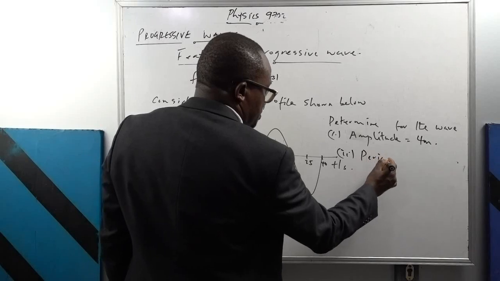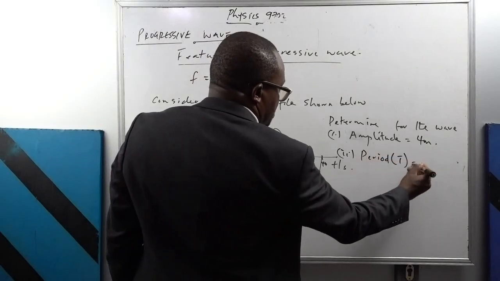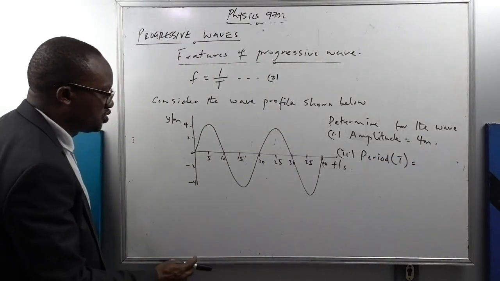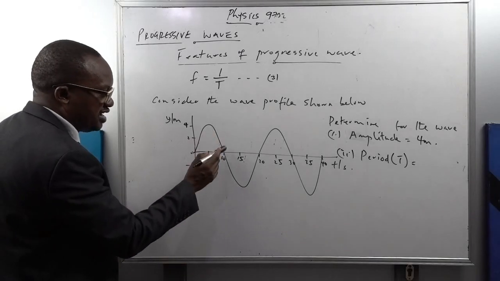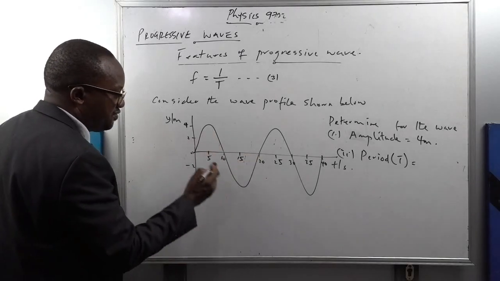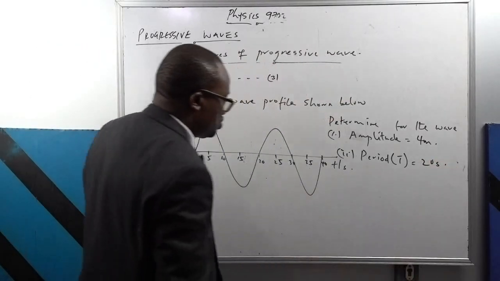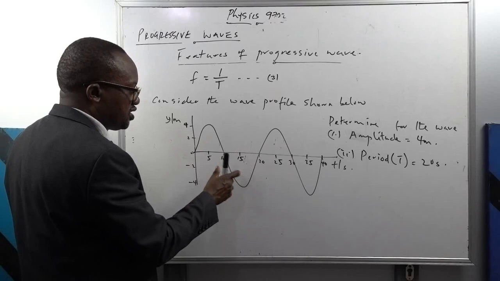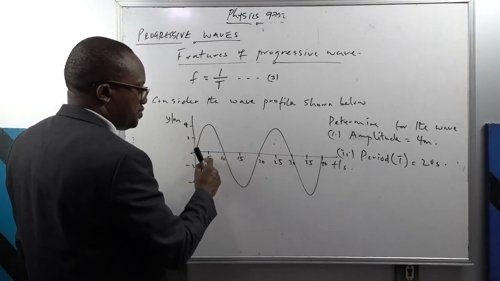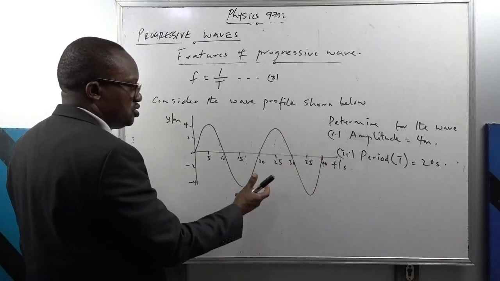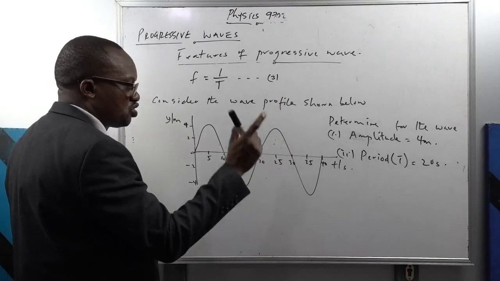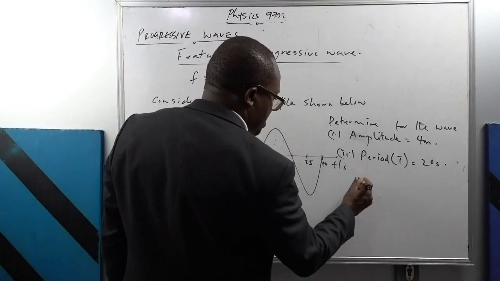Period. Period is the time taken to complete one cycle. From here to here is half cycle. From here to here is another half. So the period is 20 seconds. So one cycle is completed in 20 seconds. So I can say 2 cycles are completed in 40 seconds. So the time taken to complete one cycle is 20 seconds.